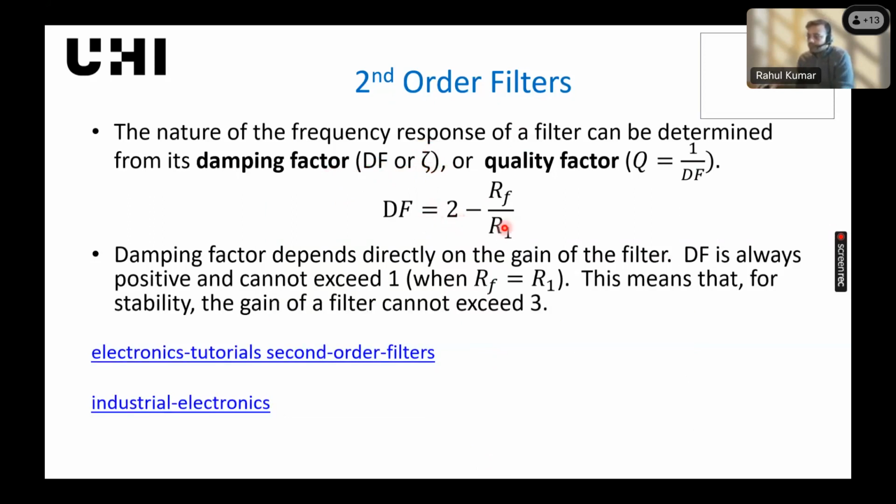Now, dF is given by this formula here, 2 minus Rf divided by R1. So these are your feedback resistances, right? And the damping factor cannot exceed 1. So this dF cannot be more than 1. It will always be some decimal value. It will be 1 when Rf and R1 are equal. Okay.